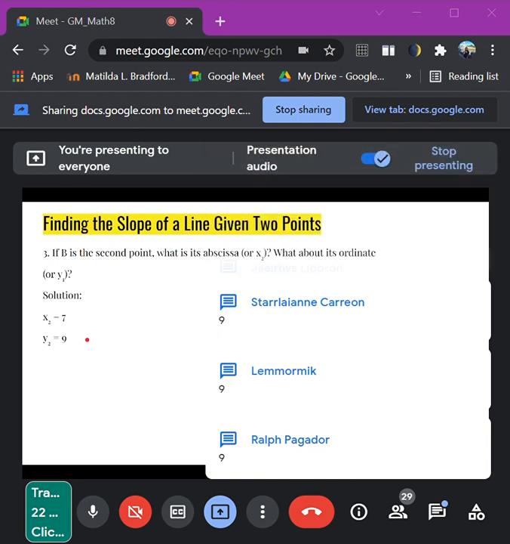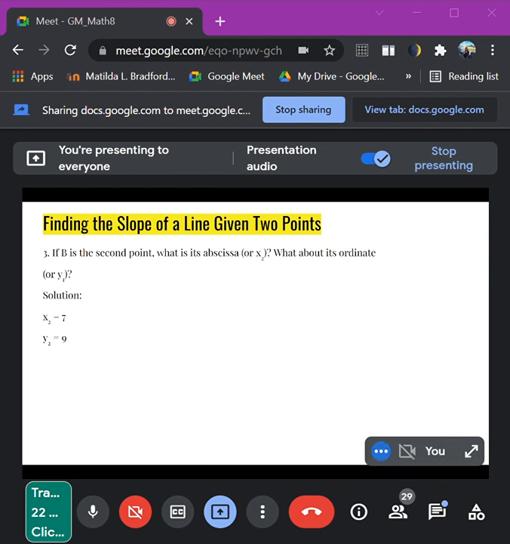Okay, so for our A earlier, it was x sub 1 and y sub 1, while here on your B, it is x sub 2 and y sub 2. That is what we will do first. Now this time, class, we're just going to get the difference of the ordinates, or the y, of both A and B. And then we're going to get as well the difference of the abscissas of points A and B.